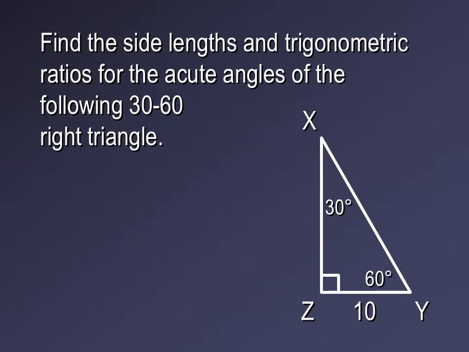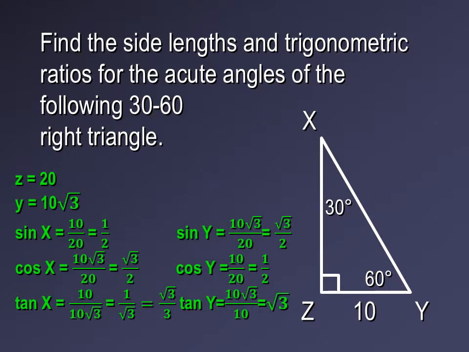So let's do a practice problem. We're going to find the side lengths and the trig ratios for the acute angles of the 30-60 right triangle. So if we know this is 10, then we know that our hypotenuse, which is side z, is 2x. So if x is 10, that means 2x is 20. So we know our hypotenuse is 20.